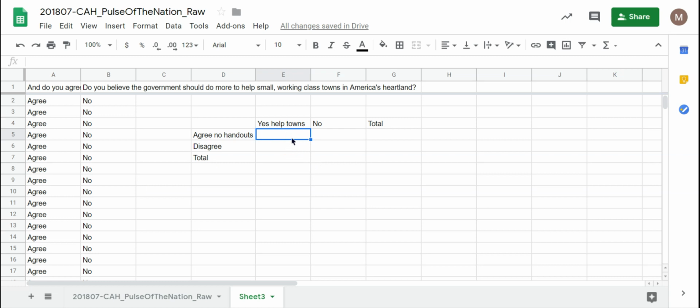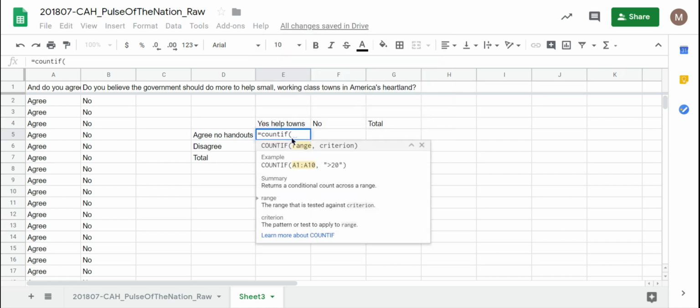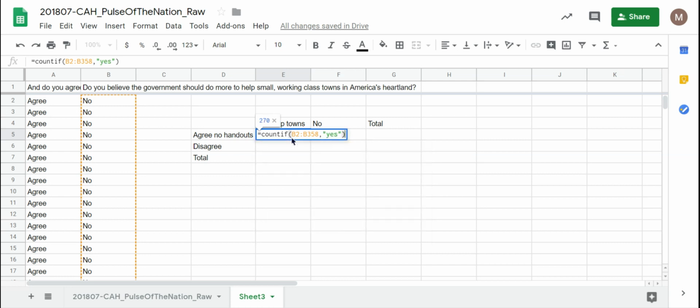The formula for that is equals COUNTIF, open parentheses, the range is B2. Remember, I'm looking for yeses and nos. That's in column B. B2 colon B358, comma, and I'm looking for the word yes. Quote, yes, end quote, close parentheses, enter. There are 270 yeses that appear in column B lining up with agrees.